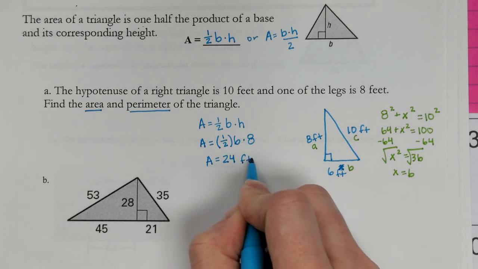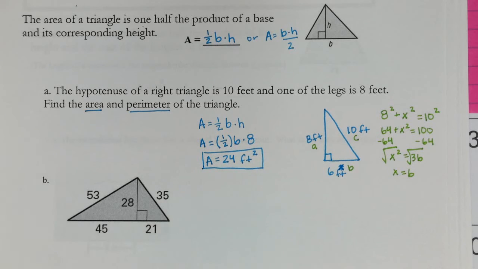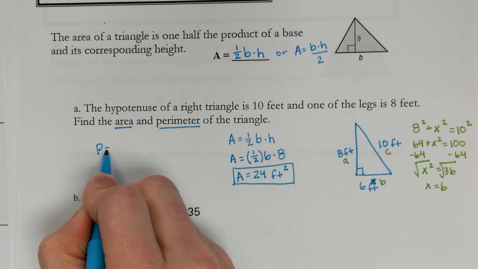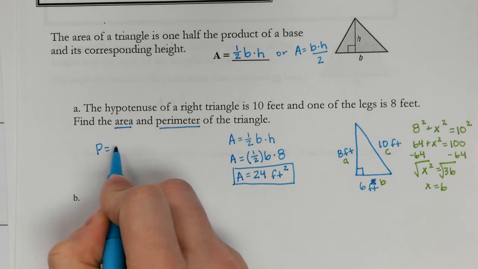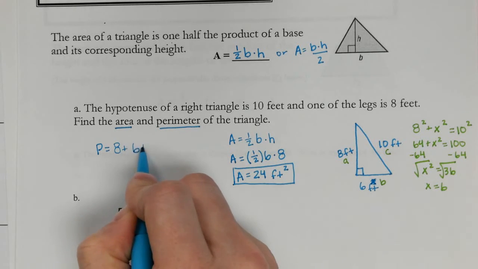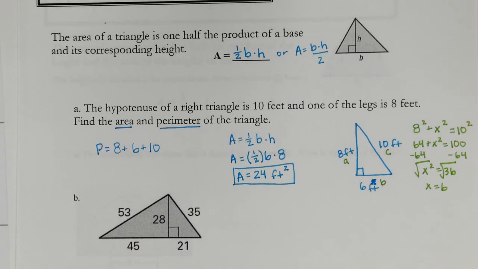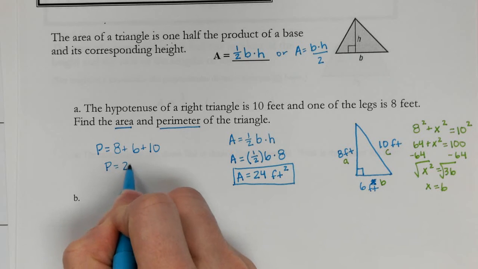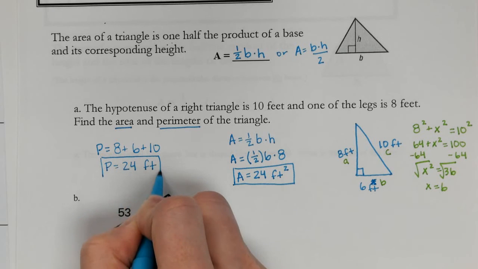We're measuring in feet, and since it's area, we know that it's squared. Then we also need to find the perimeter. Perimeter is where we add all the sides. So if I started here and started walking, I would walk 8. Then I would walk 6. And then to get back where I started, I would walk 10. When I add all that up, I get 24. So the perimeter is 24. And since it's not area, it's just feet, regular feet.